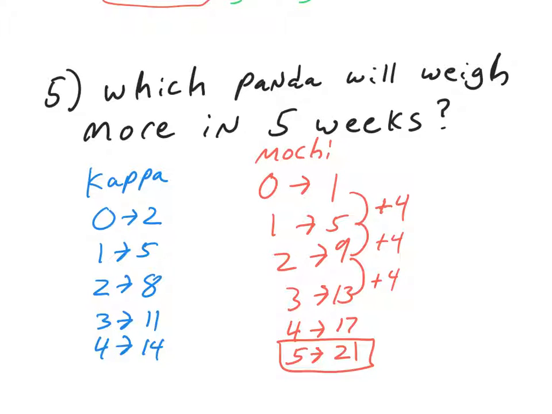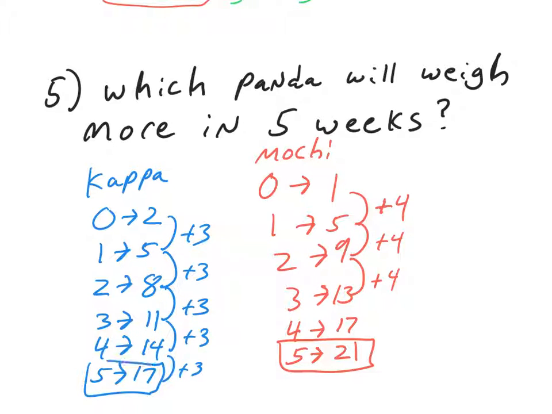So we look how this is changing. We're doing plus 3, plus 3, plus 3, plus 3. So we're going to do another plus 3 on week 5. And we'll get 17 pounds. So the winner is Moki.